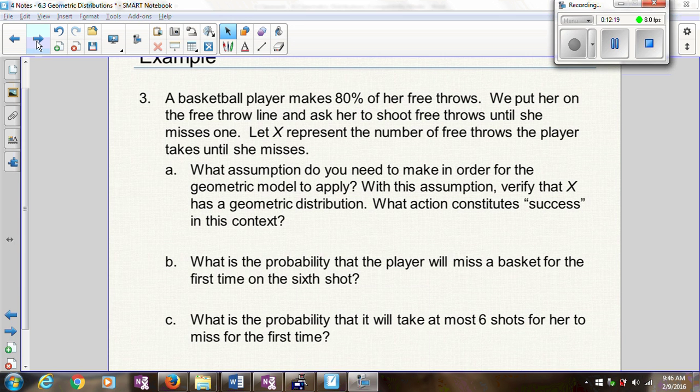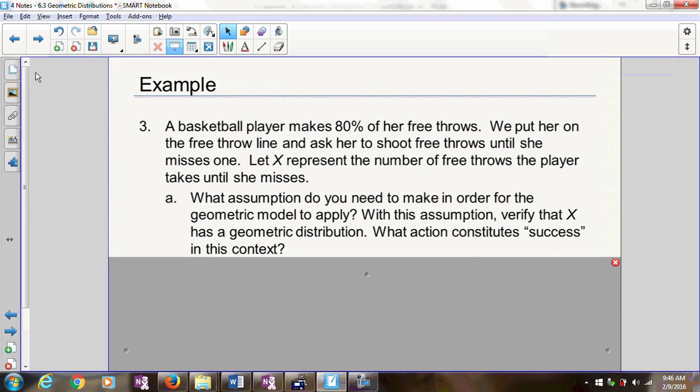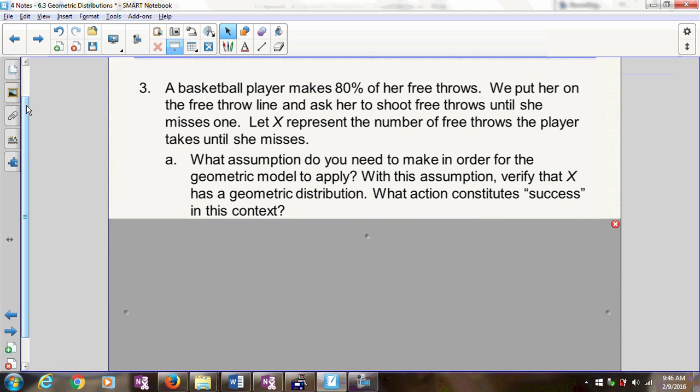Okay, so if I take a look at number 3, we're talking about a basketball player making 80% of her free throws. We put her on the free throw line and ask her to shoot free throws until she misses one. Let X represent the number of free throws the player takes until she misses. So what assumption do you need to make in order to apply the geometric model? With this assumption, we need to verify that X is geometric, and then what action constitutes a success in this context.